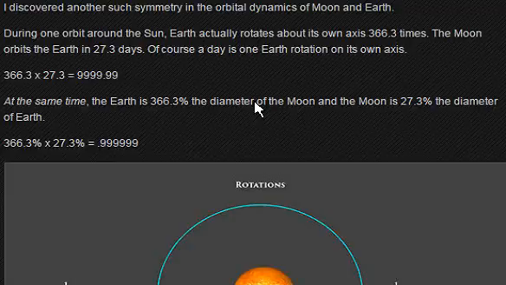But it is incredible that at the same time the Earth is 366.3% the diameter of the Moon, and the Moon is 27.3% the diameter of Earth. So here we see that the number 366.3 is mentioned twice, and the number 27.3 is mentioned twice. Those two numbers seem really interesting, and it seems they have some hidden meaning and are important in our conspiracy research. Interesting.